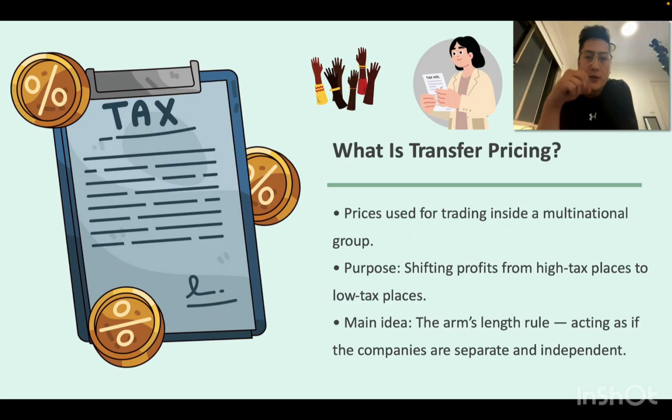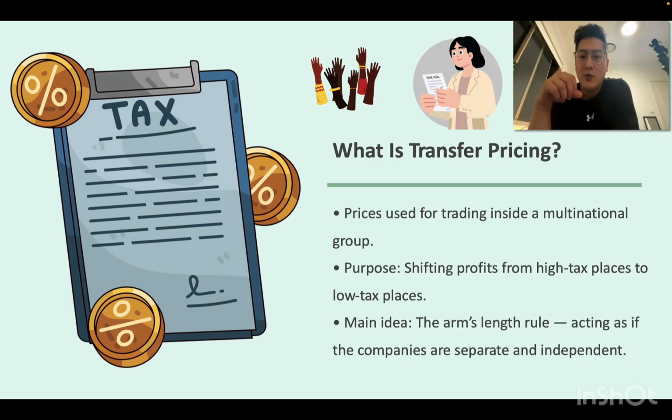Hello everyone. Today I'm going to talk about a very important issue in business ethics, transfer pricing. Basically, transfer pricing happens when different branches of the same multinational company sell goods or services to each other. For example, if Apple in the US sells a patent to Apple in Australia, the price they choose is the transfer price. In theory, this is legal and should follow the arm's length rule. This means companies should act as if they are separate and independent businesses.